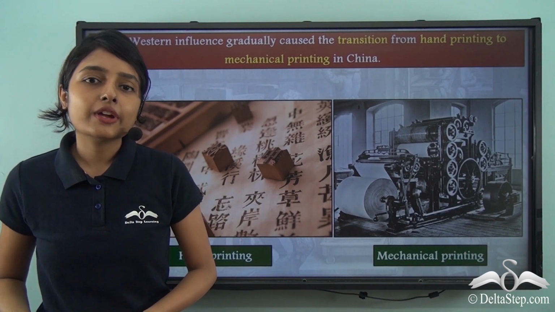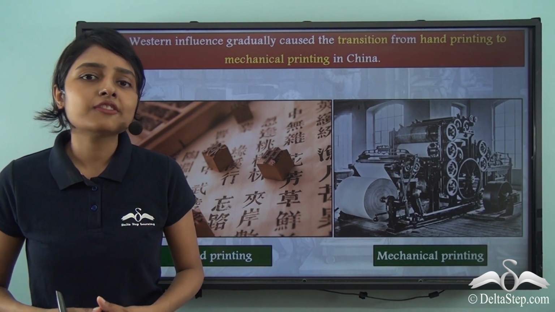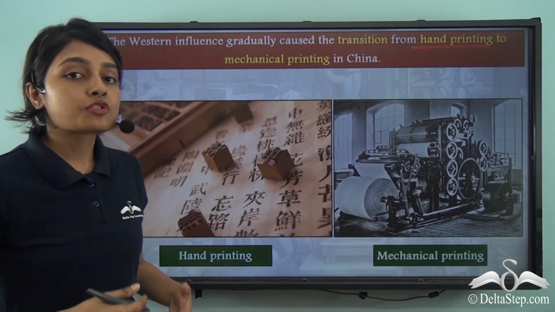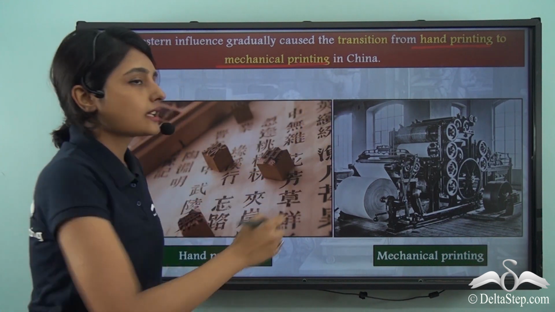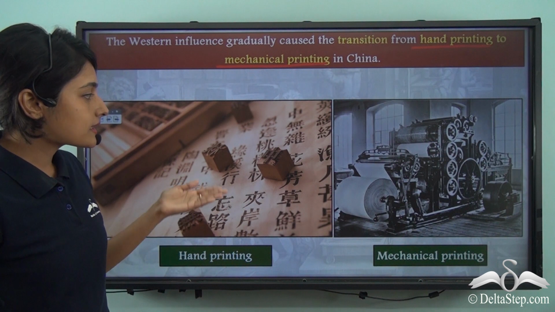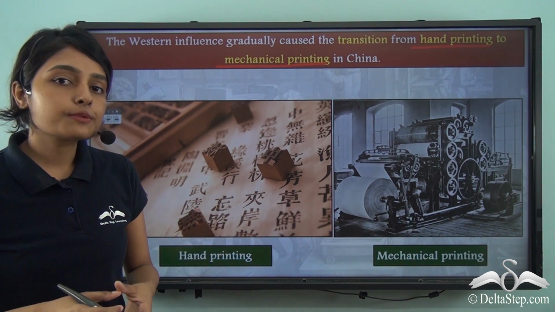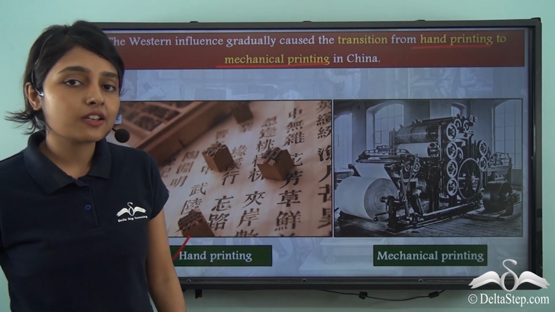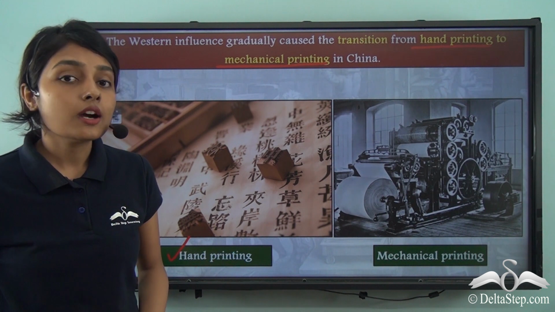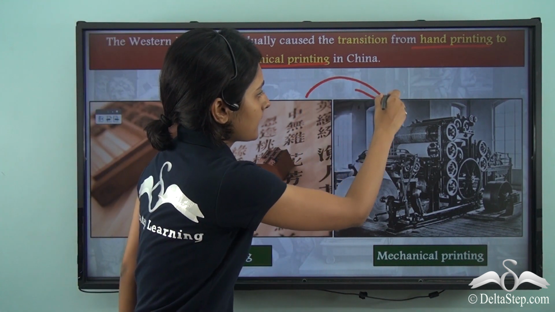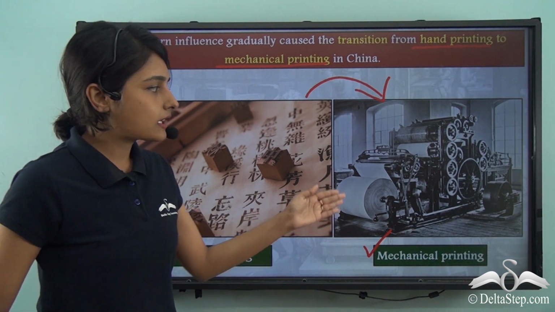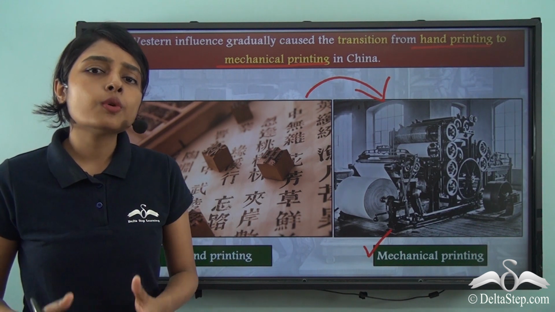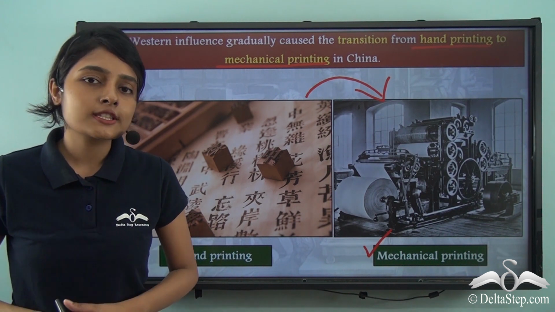So over time, when the Western influence strengthened itself in China, the traditional hand printing now transitioned to mechanical printing in China. So earlier on, it was traditional hand printing or woodblock printing that was prevalent in China, and over time with Western influence, this now transitioned to and gave way to mechanical printing. Mechanical printing uses different kinds of technologies as well as machines to produce more and more printed copies in a very short span of time.